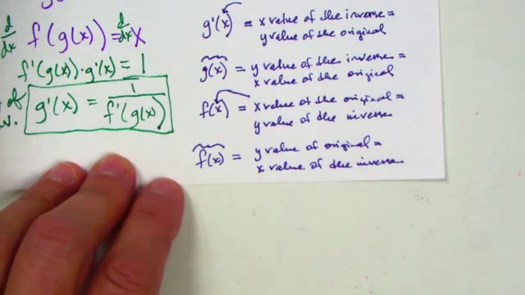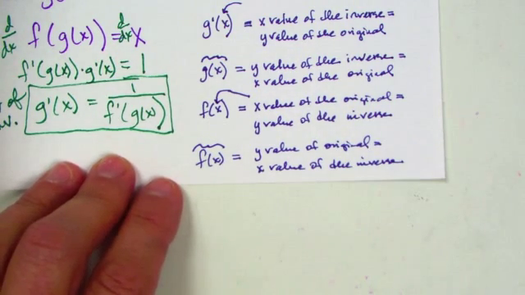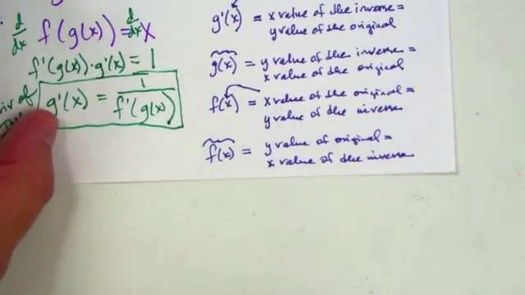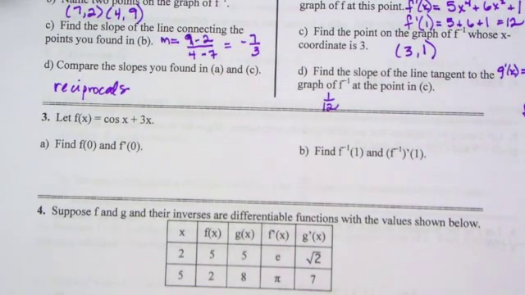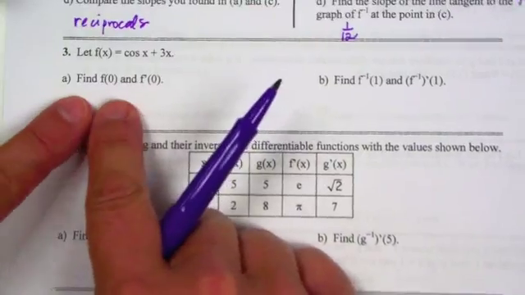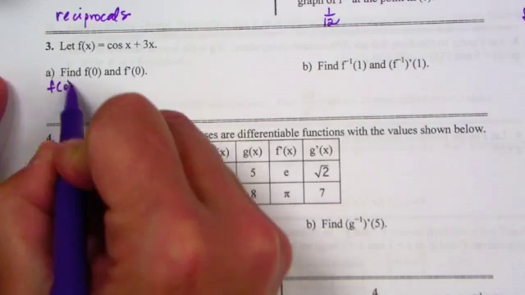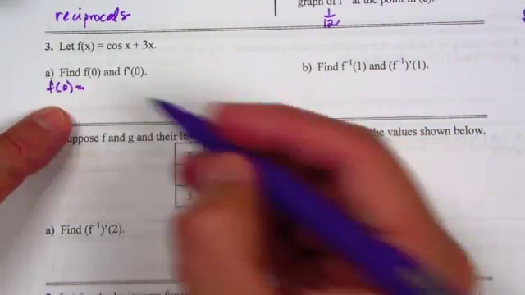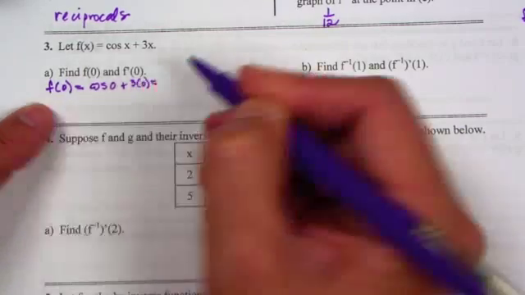Okay, so let's go back to your worksheet. Everybody good there? You got that? Let's work some more stuff together here. Let f of x equal cosine x plus 3x. Find f of 0. So that means to find the y value. Do cosine 0 plus 3 times 0. What's that equal? 1.